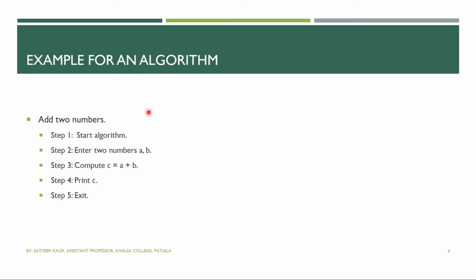This one is an example of an algorithm. Suppose we have to add two numbers, then how will we write an algorithm. Step 1, start algorithm. Step 2, enter two numbers a comma b, or here you can write input two numbers a comma b. In step 3, compute c equals a plus b. In step 4, print c, and in step 5 you can exit.